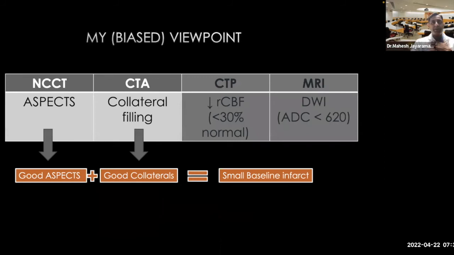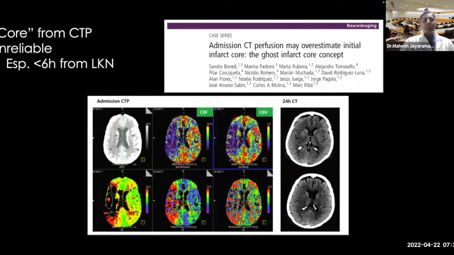So this is my viewpoint. I admit it, biased, but that the combination of non-contrast CT and CTA, if you have good ASPECTS and you have good collaterals, you have a small baseline infarct, and that the additional value of CT perfusion and MR is minimal. It's important to realize that one of the problems with CT perfusion is that the definition of core has changed over the last 20 years or so that I've been in this field. The definition of core on CT perfusion has changed multiple times, and it's especially unreliable early in the time frame.